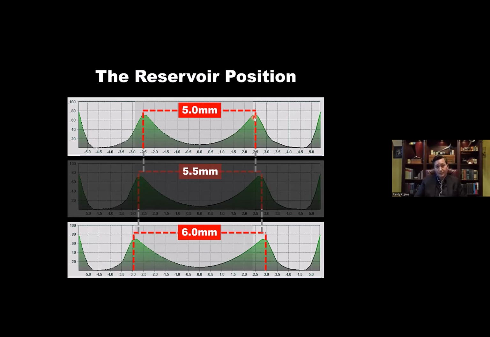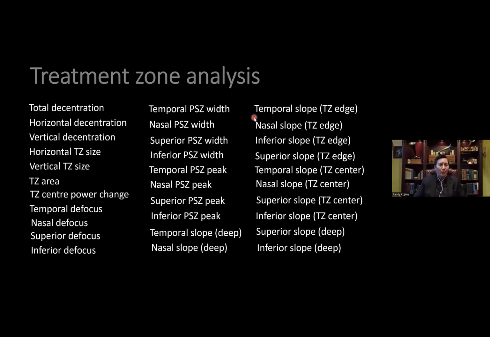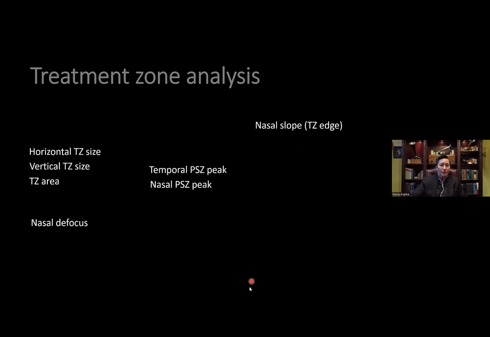Now, one of the things that Ella did was a really comprehensive look at various topographic metrics to try to connect, if we change the eye a certain way, does that create more or less signal for eye growth? So she did about 30 different data points of analysis, and she was able to narrow these down to these specific metrics that predict when we get good or bad myopia control.